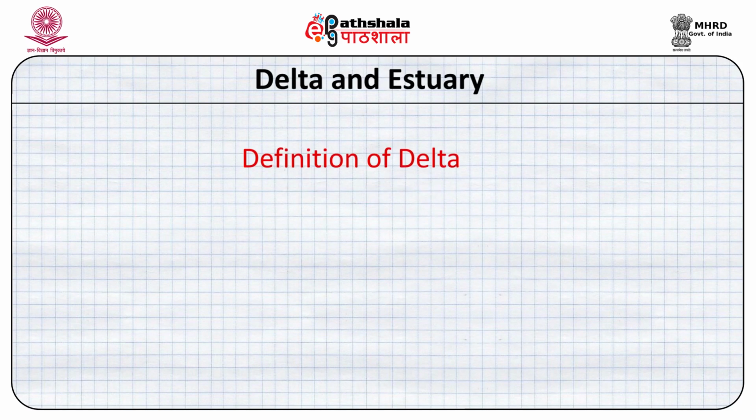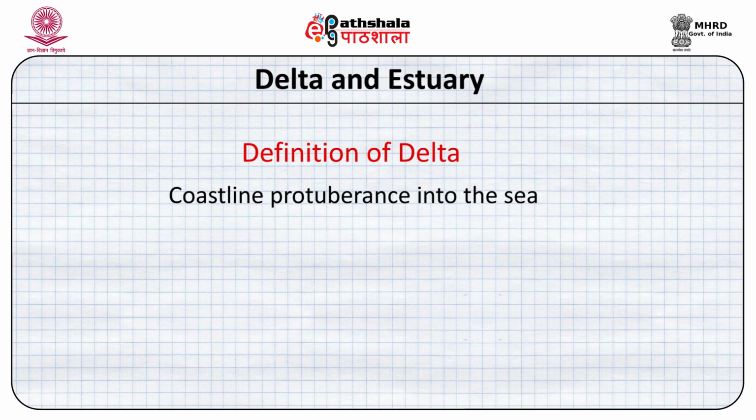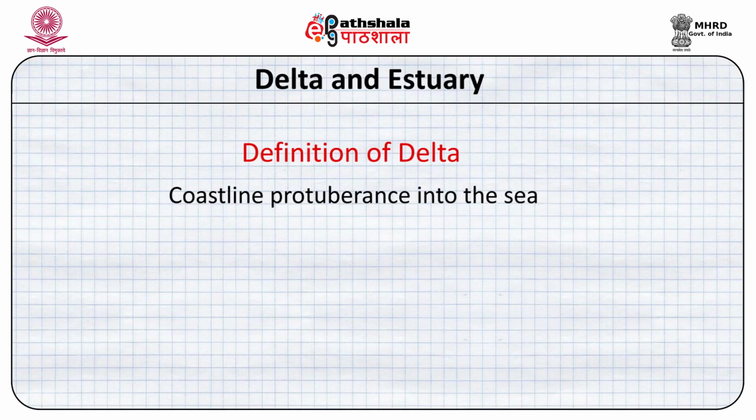A delta is defined as a coastline protuberance into the sea, that is, the coastline advancing into the sea. And when does it form? A delta is formed when there is a sea level regression. And what will happen when there is a sea level regression? Your continental agency will move towards the sea, because there is a relative sea level fall, and that will energize the continental agency.